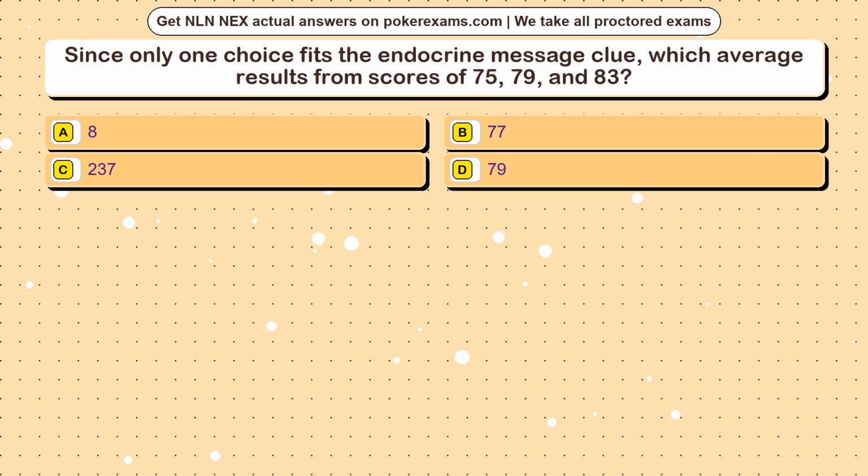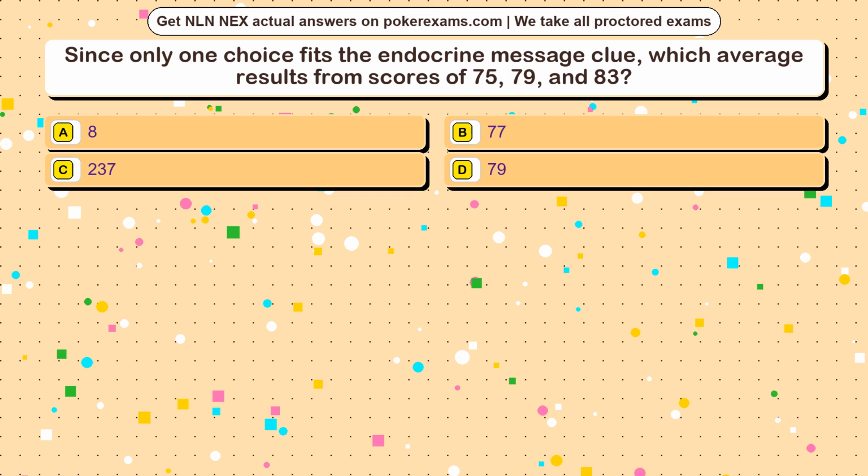Question 21. Since only one choice fits the endocrine message clue, which average results from scores of 75, 79, and 83? Option A, 8. Option B, 77. Option C, 237. Option D, 79.